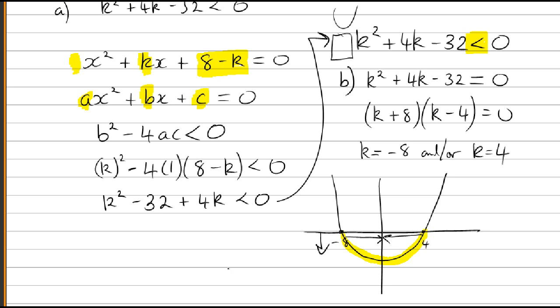So the final answer, we put the smaller number there, the larger number there, and it's all the values that are greater than minus 8 but less than 4.